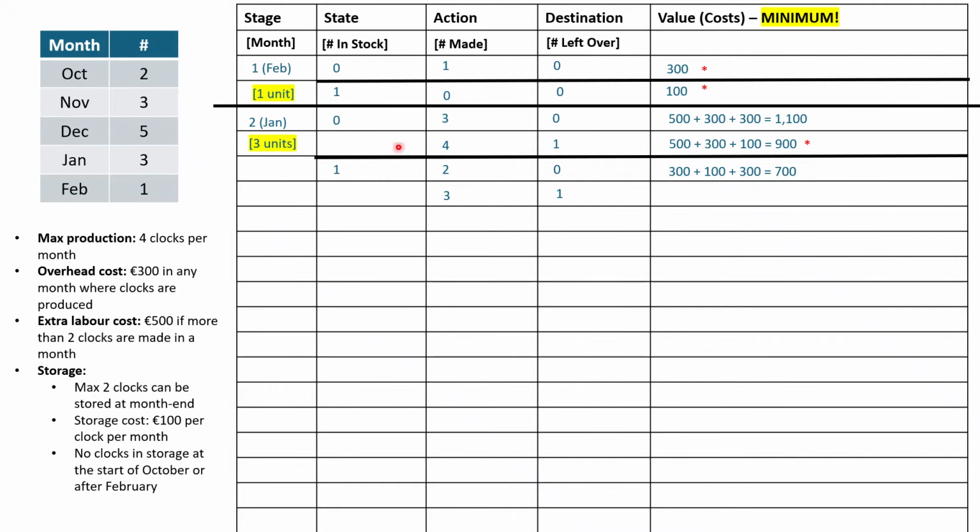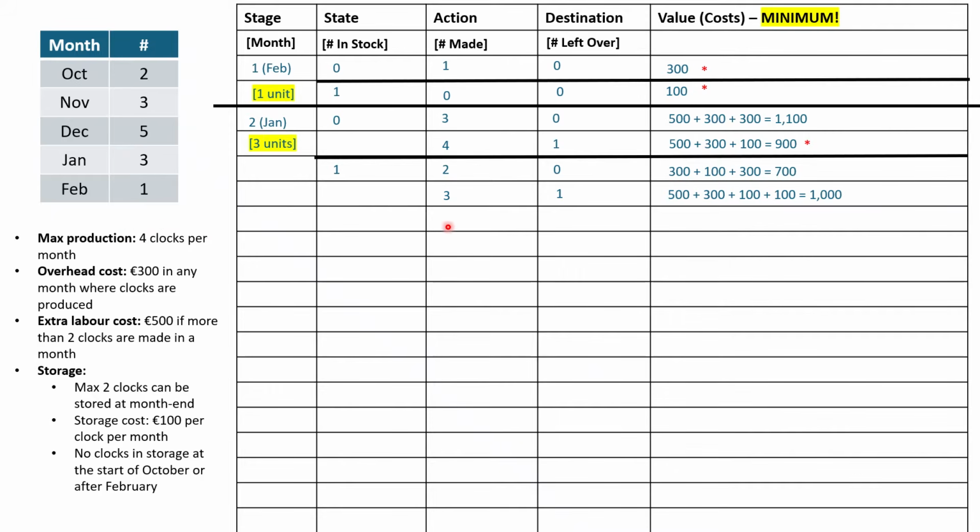There's 1 left over, which links us to this line here, which means we add in our 100. So it's 500 for our extra labour, 300 for our overheads. We have our 100 for our storage, plus our 100 if we had 1 at the start of February. It'll cost us 100 until the end. So that's 1,000. Now, I can make 4 clocks, so could I put 4 here?